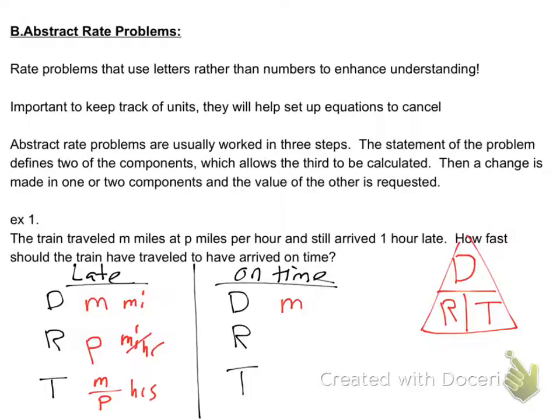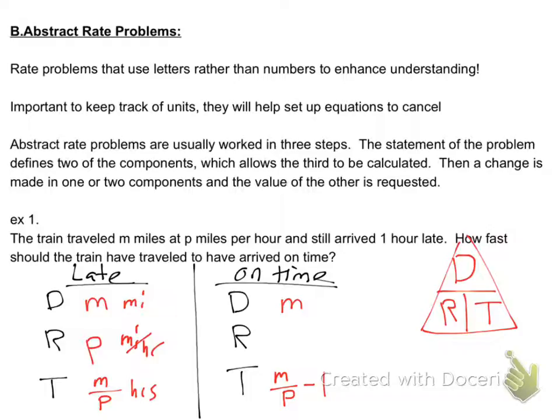The time has to change though, doesn't it? It's not going to be m over p anymore. What's the original time? How long did it take him? M over p. And he was late. So what do we need to do? Minus 1. Because I want to take the amount of time and I got to subtract an hour off to make him on time. He has to cover the same amount of distance in 1 hour less.